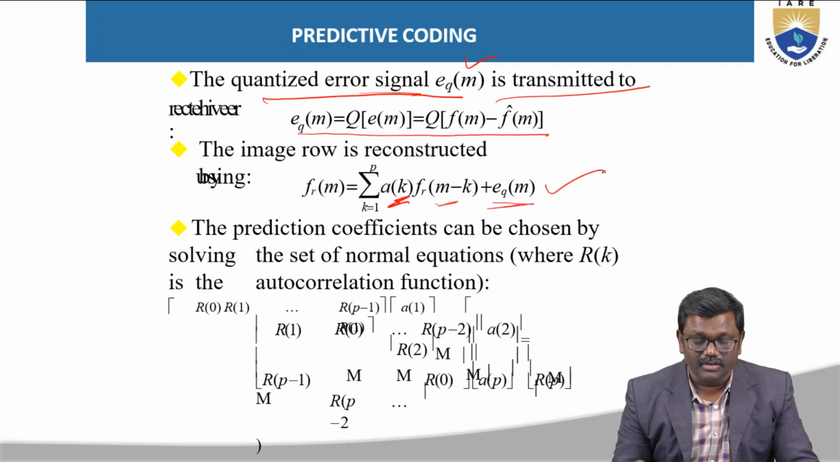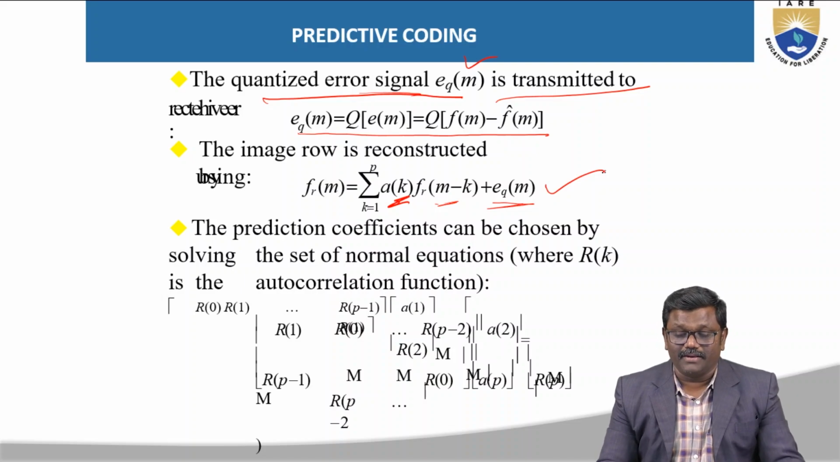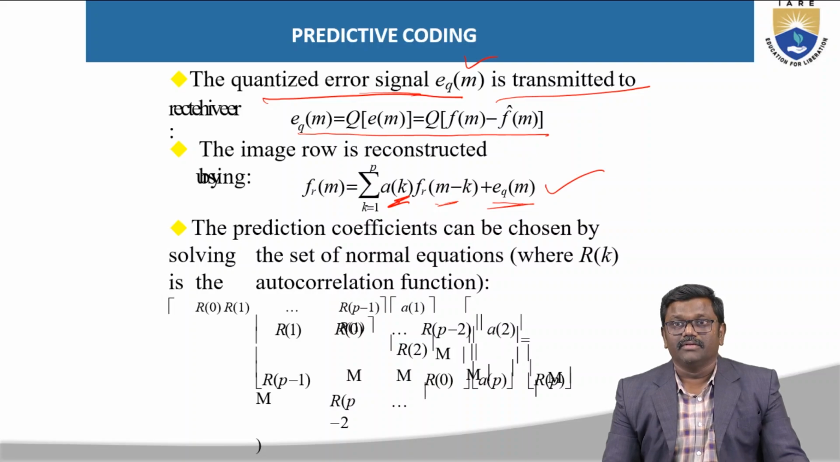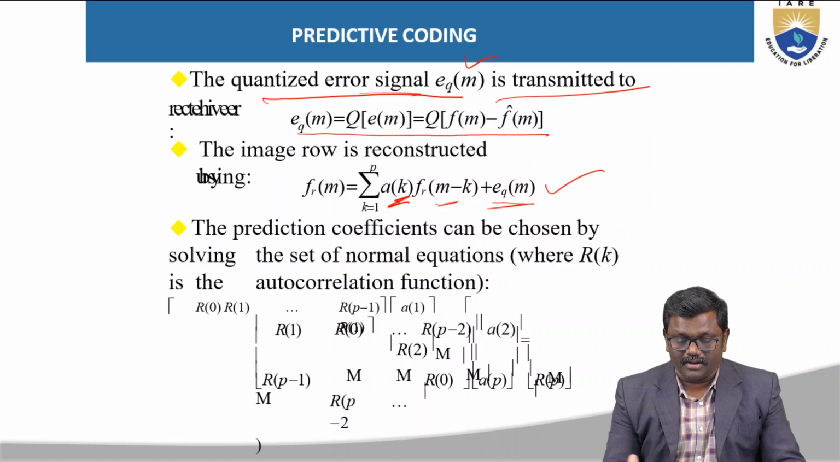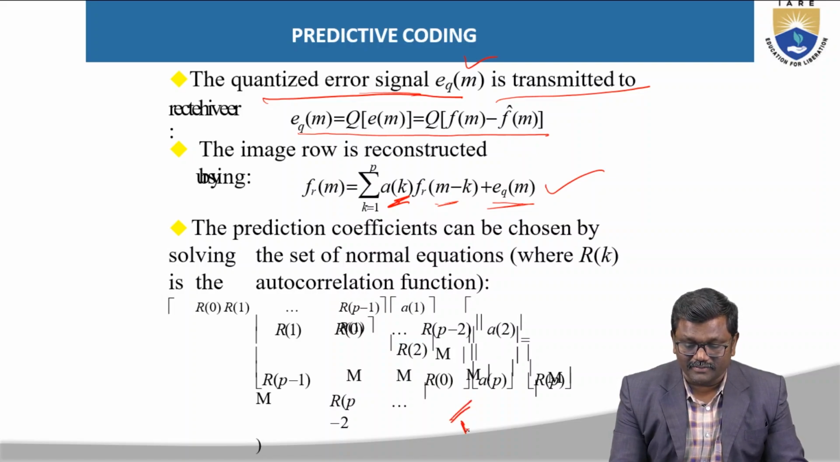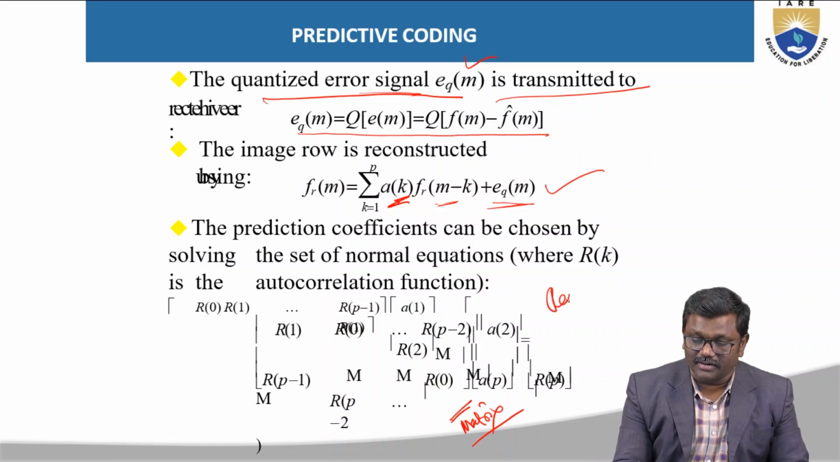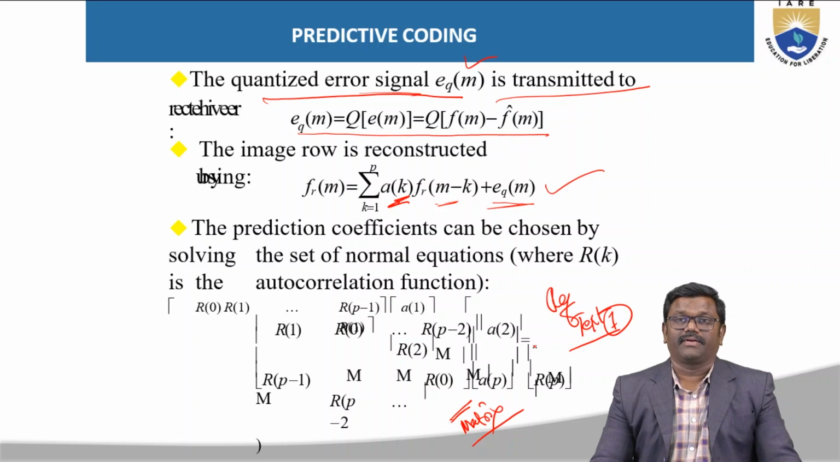Now the prediction coefficients can be chosen by solving the set of normal equations, where R of k is the autocorrelation function. I am a little disturbed with this matrix here, so you can refer to textbook 1, which will help you understand it perfectly.